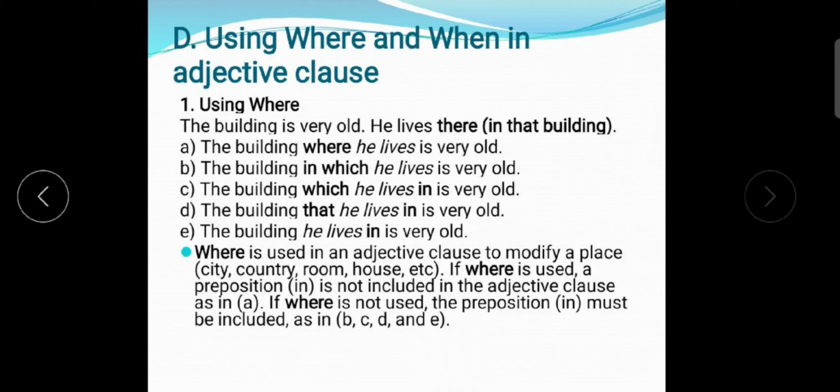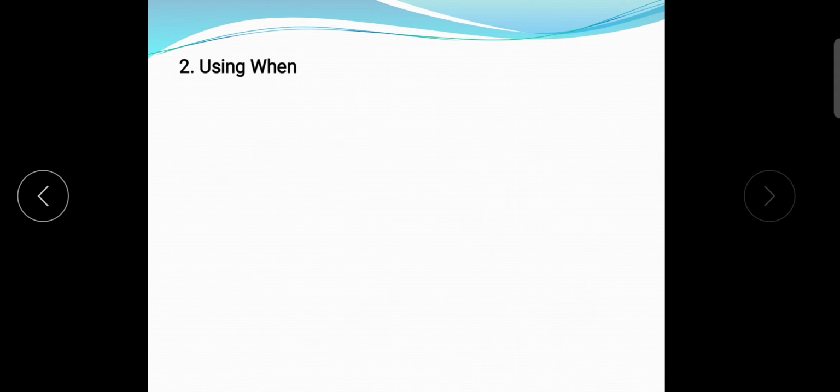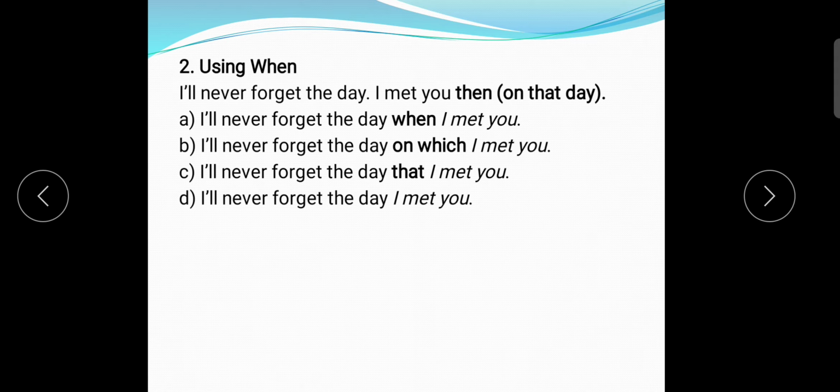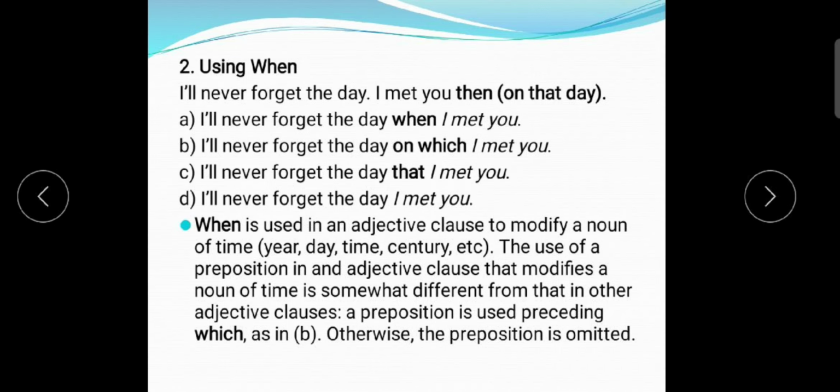Number 2. Using when. For example, the first sentence: I'll never forget the day. The second: I met you then. That means on that day. It can be combined to be: A. I'll never forget the day when I met you. B. I'll never forget the day on which I met you. C. I'll never forget the day that I met you. And D. I'll never forget the day I met you.